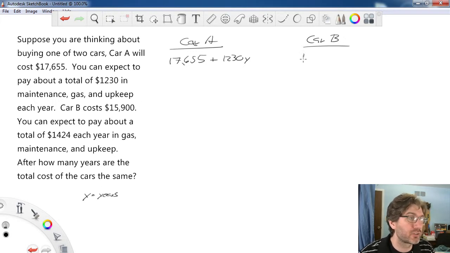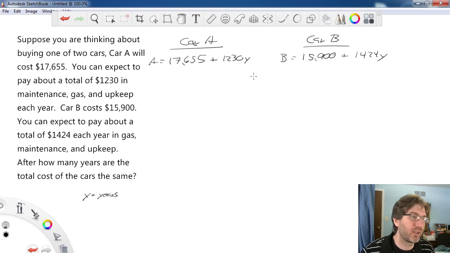Car B costs $15,900 plus an additional $1,424 per year. Okay, and I want to know how many years are the total costs of the car the same. So what value is there when these two things are equal? And that's really all it's asking. So this is what car A equals, and this is what car B equals. When they equal the same, how many years goes by?